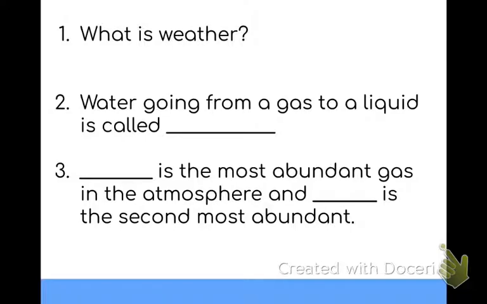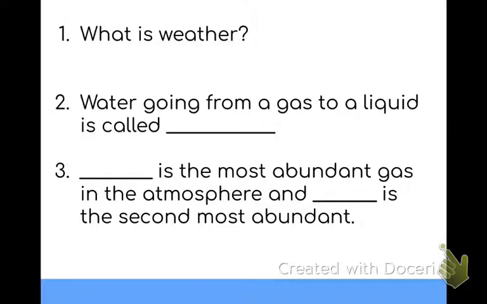So what is weather? Water going from a gas to a liquid is called. And then number 3, blank is the most abundant gas in the atmosphere, and blank is the second most abundant. Changing slides in 5, 4, 3, 2, 1.